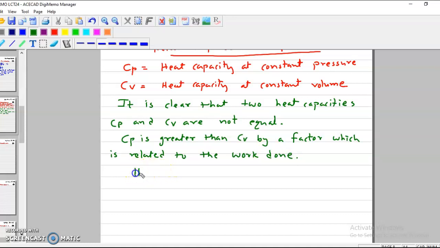And one more thing, heat capacity is not a state function. That means heat capacity depends on the path through which we carry out the process. So it is not a state function.